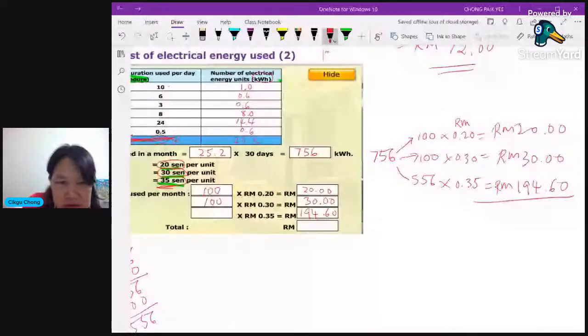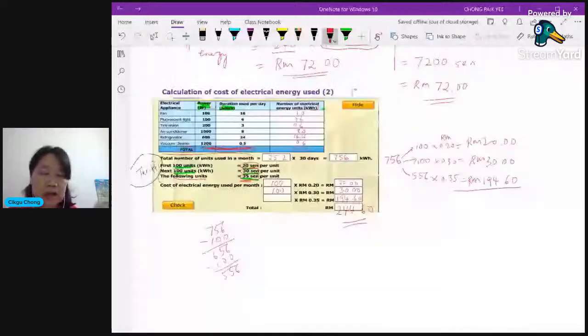Do you get the same answer? Your total bill, you don't count everything 756 times 20 cents. You have to separate, because they give you a tariff. This is called a tariff. Different rates for different units. How many units you have used? So, do you have 244.60? Can you confirm with me?